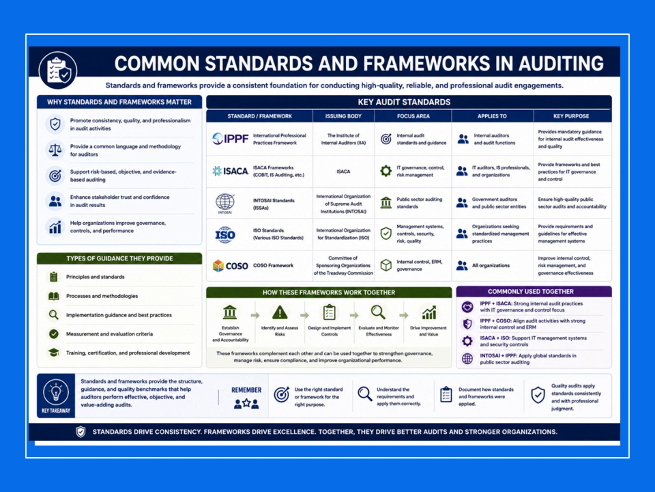COSO and IPPF are often combined for enterprise risk management and control assurance, while ISO standards support structured management systems and operational controls. At the bottom of the slide are several important reminders for auditors. Use the correct framework for the audit objective, understand the requirements properly, document how standards were applied, and apply professional judgment throughout the engagement. The key takeaway is that standards drive consistency, while frameworks drive excellence. Together, they help auditors deliver objective, reliable, and value-adding assurance that supports stronger governance and organizational performance.